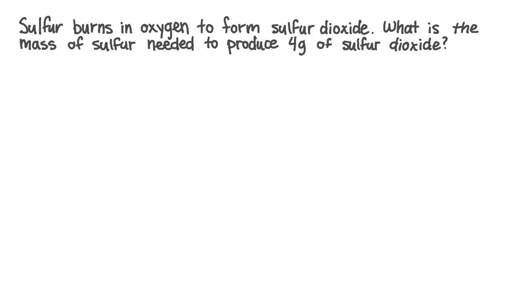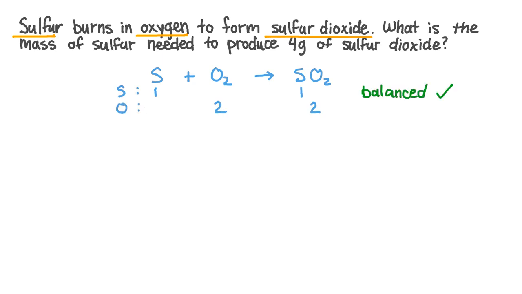First, let's create a balanced chemical equation for the reaction described in this problem. We have sulfur, which has the symbol S, burning in oxygen, which would be O2, which is reacting to form sulfur dioxide, or SO2. If we take a quick look at the equation that we've created, we have 1 sulfur on each side of the equation and 2 oxygens, so our equation is balanced.